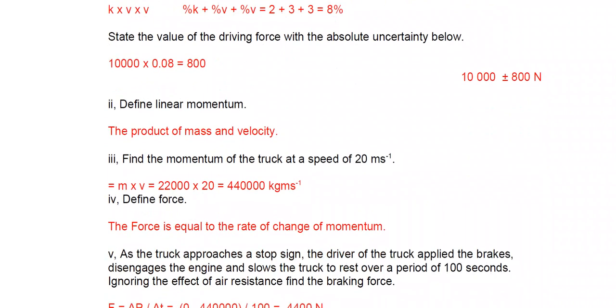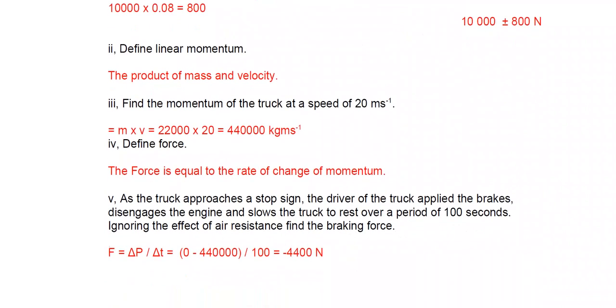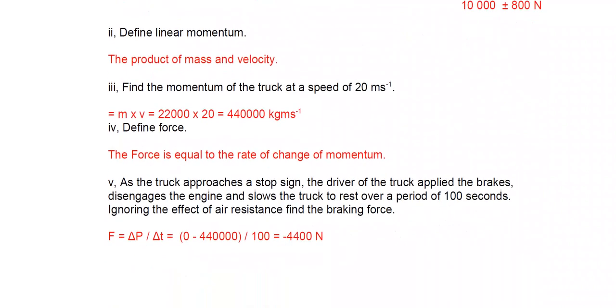And then state the value of the driving force with the absolute uncertainty below. Well, what's 8% of 10,000? It's 800, and that's already to one digit, so 10,000 plus or minus 800 newtons. Next, we've got define linear momentum. Well, it's the product of mass and velocity. And what's the momentum of the truck at a speed of 20 meters per second? Well, it's mass times velocity, so 22,000 times 20, we get 440,000 kilogram meters per second.